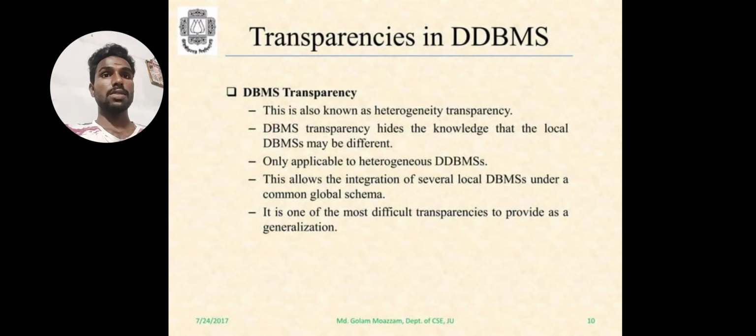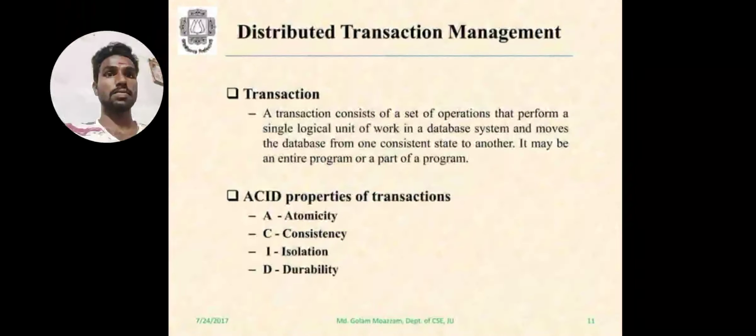DBMS transparency. This is also known as heterogeneity transparency. DBMS transparency hides the knowledge that the local DBMSs may be different, and is only applicable to heterogeneous DBMSs. This allows the integration of several local DBMSs under a common global schema. It is one of the most difficult transparencies to provide as a generalization.